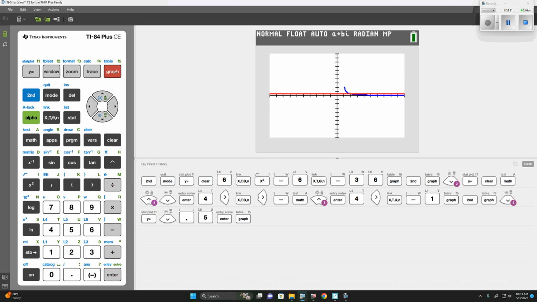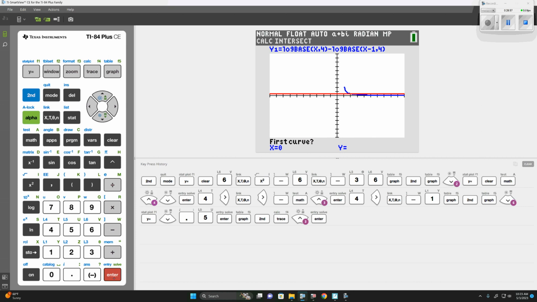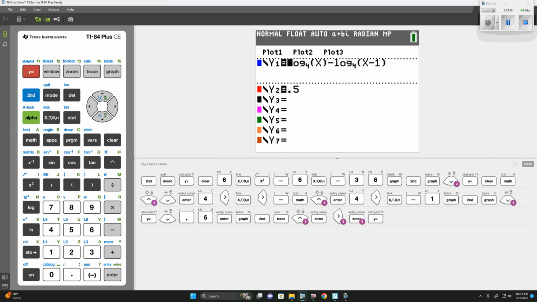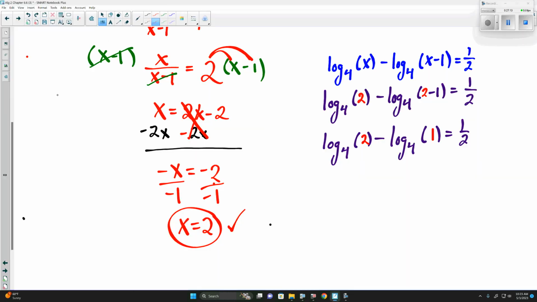If I wanted to draw the 2 equations, here, second trace, intersection, to move this over so that we do get enter, enter, enter. They do intersect when x is 2 and the y value is 1/2. So x equals 2 does work. Questions on any of this here?